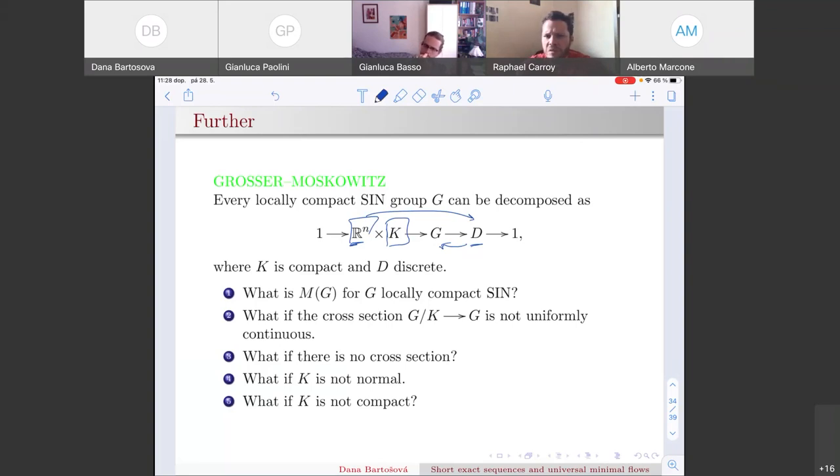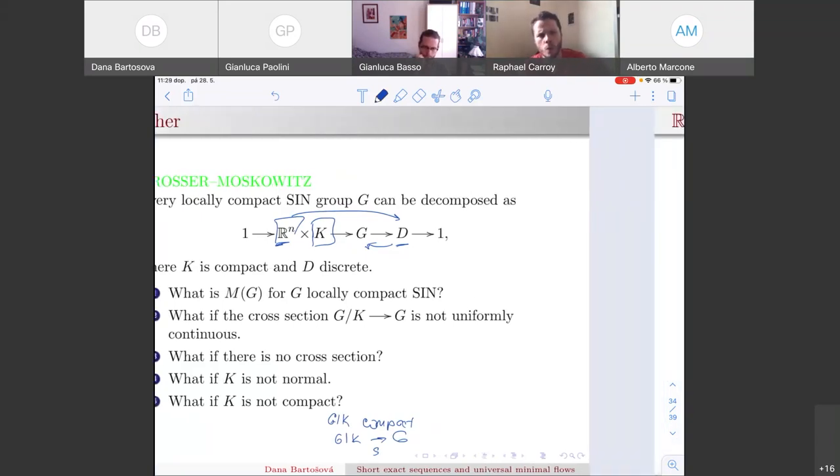So if K is not compact, I just mentioned before that if G mod K is compact and we do have a cross section, then we are okay as well. So compact on either side of the short exact sequence. But what if we don't have a short exact sequence?